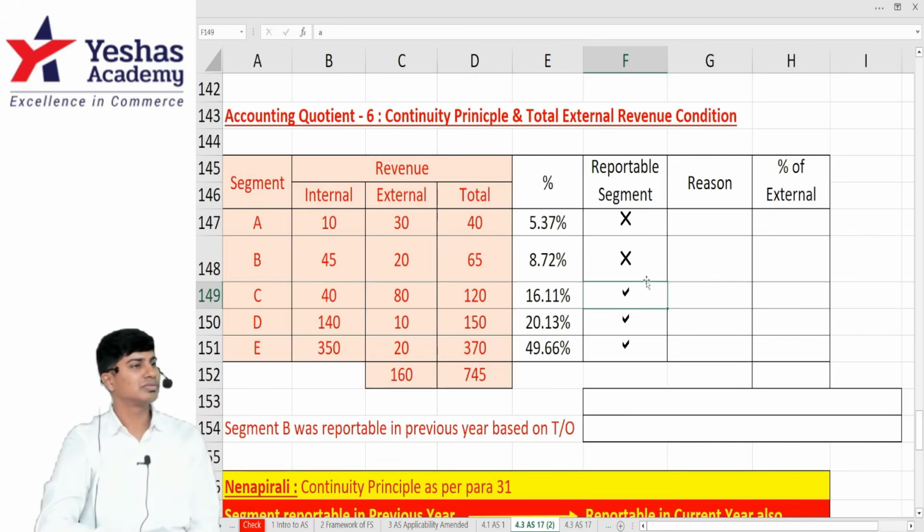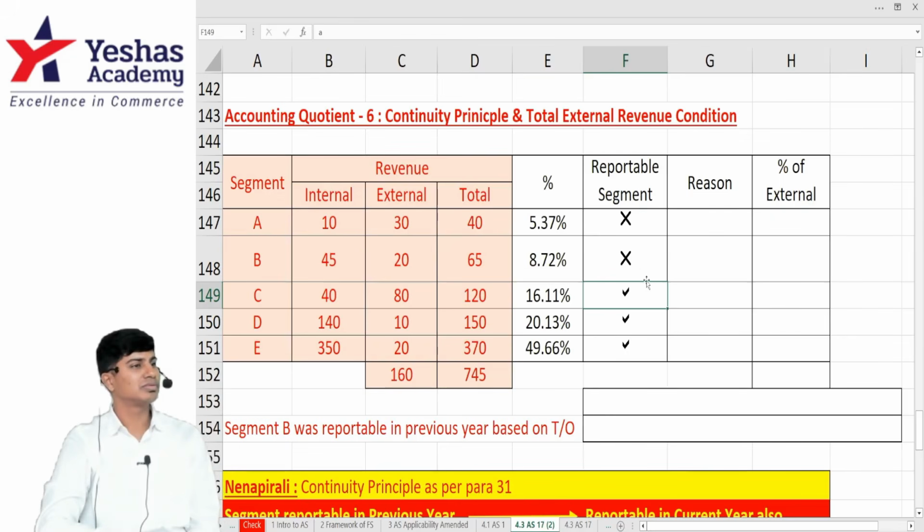Are you getting it? Read the line given here. Segment B was reportable in previous year based on turnover condition. Segment B was reportable segment last year because its turnover was more than 10. In the current year, though its turnover is 8.72, still it is reportable. This reason is continuity principle. These reasons is revenue. C, D, E is reportable based on revenue, but segment B is reportable based on continuity principle. Everybody understood this? Now I'll check for 75% condition.